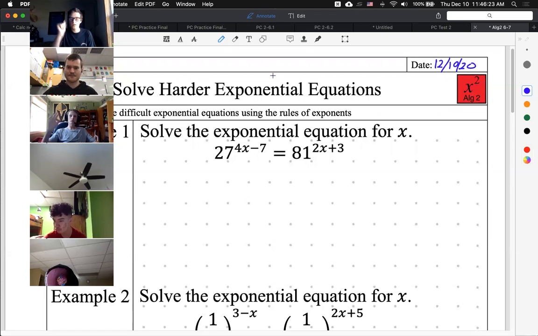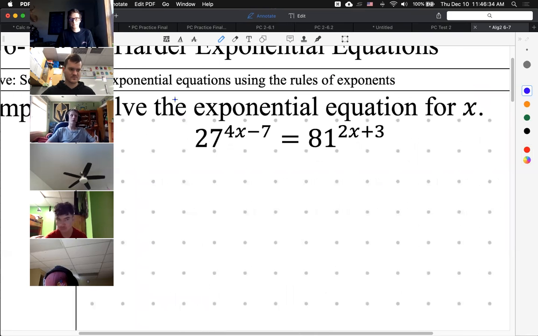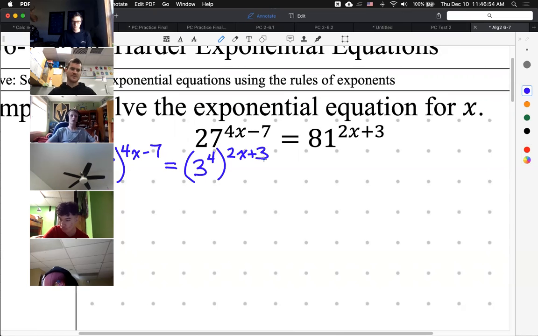Charles, what do we do first? Well, first you would make the bases something simpler. So the first one you can do as 3 to the power of 3, and then to the power of 4x minus 7. The right-hand side, 81, would be 3 to the power of 4, to the power of 2x plus 3. A beautiful first step.